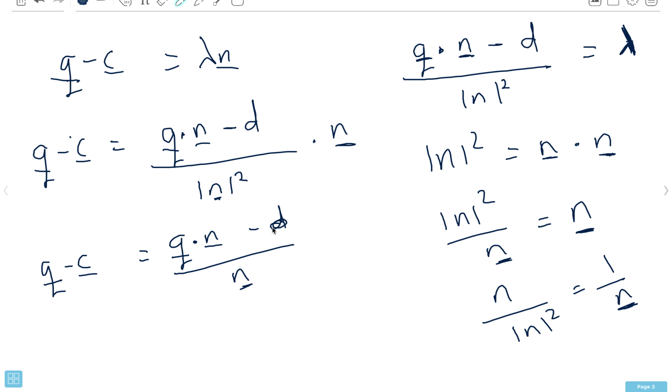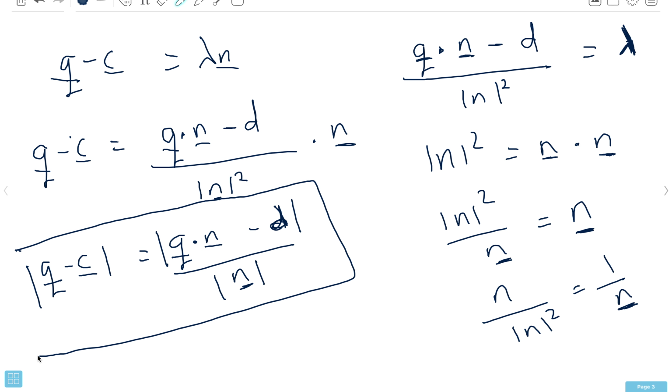But this isn't actually what we came here for. We came here for the length of Q minus C. So if we just put the modulus signs in, the length of Q minus C is the length of whatever's on the right-hand side. This is the distance from a point Q to some plane, so yes, it is the distance from a point Q to a plane.